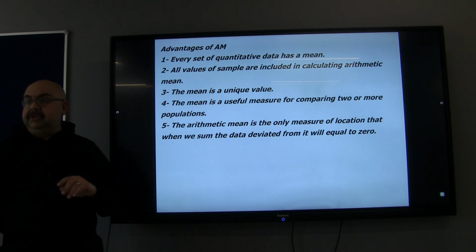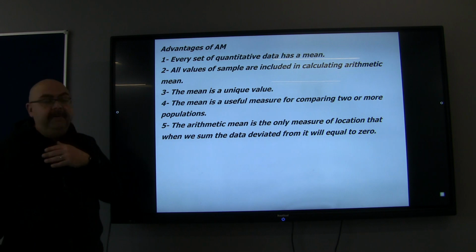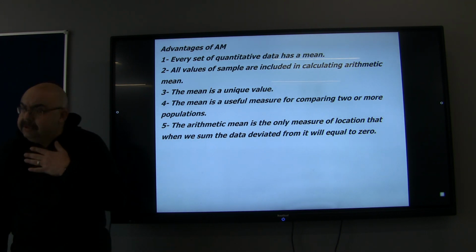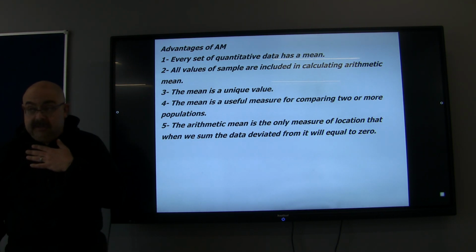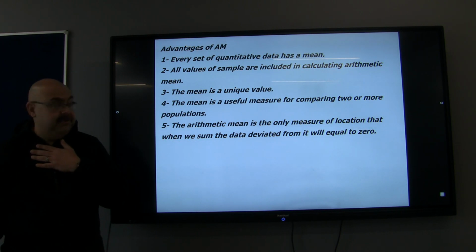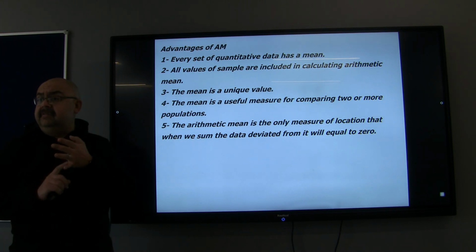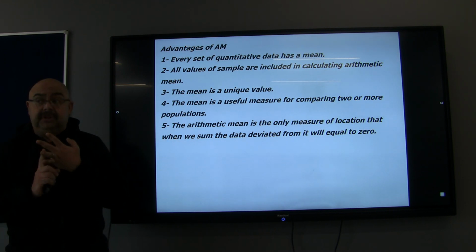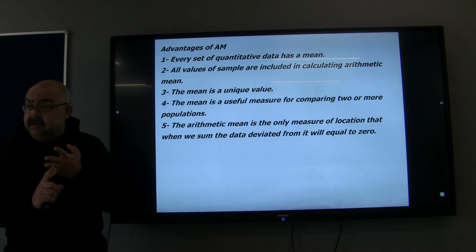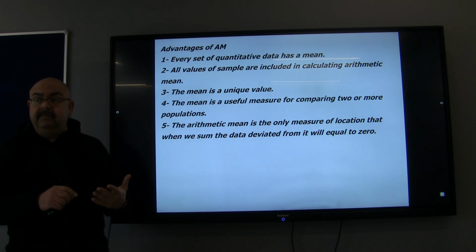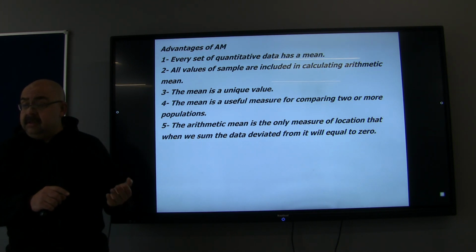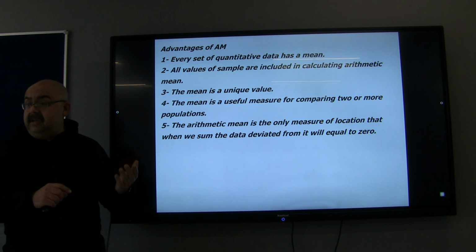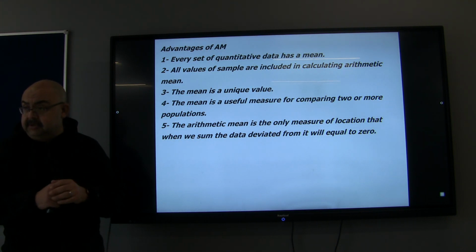The major advantages, be careful, this part will come to you in the exam as MCQ questions. This part will come to you in the exam as MCQ questions. You have to understand and to memorize the advantages and disadvantages for each of these measures, plus how to evaluate them and the rules that we are using within each measure.